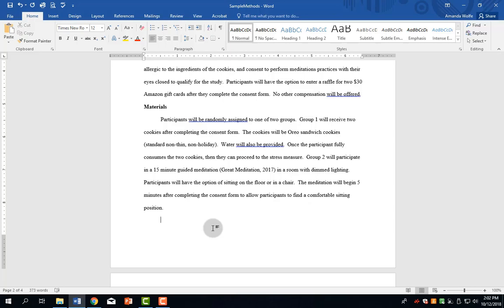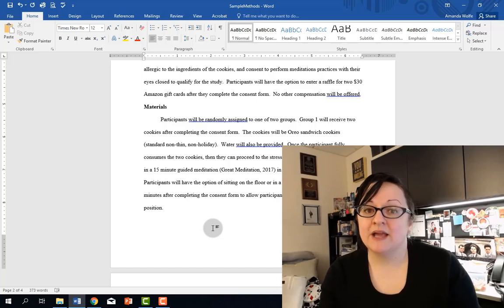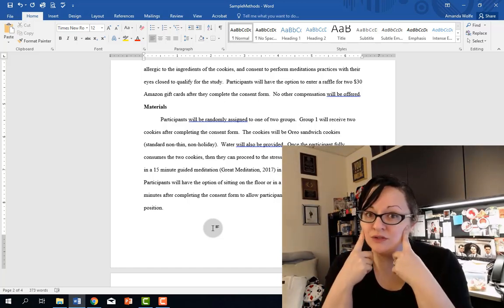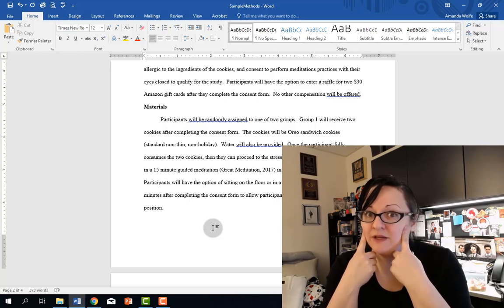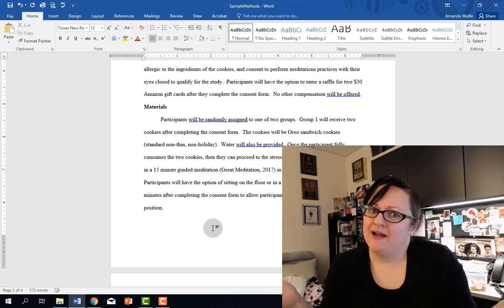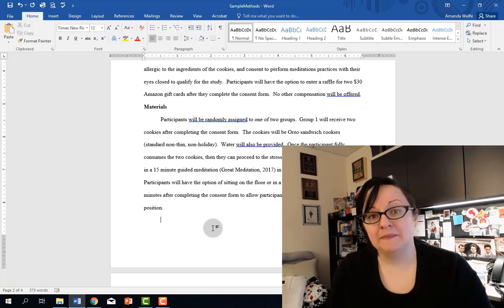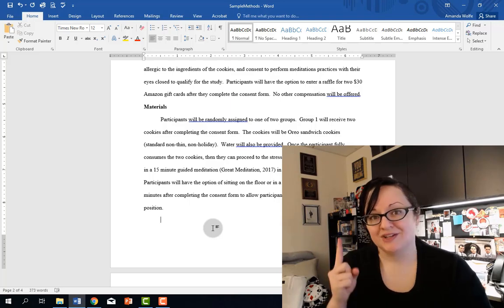Now it's time to move on to my DV. So stress has to be measured. And how do we measure stress? Well, I can take cortisol out of someone's mouth, but that's going to be really complicated. And as an undergrad, that's not really feasible for me to do on my own. So the best way is for me to find a published measure that measures stress. Where do I do that? I start at the library.